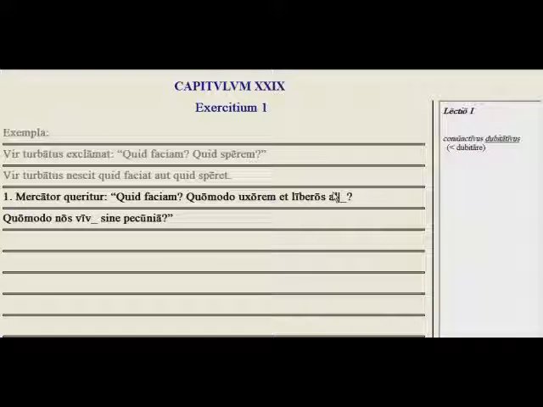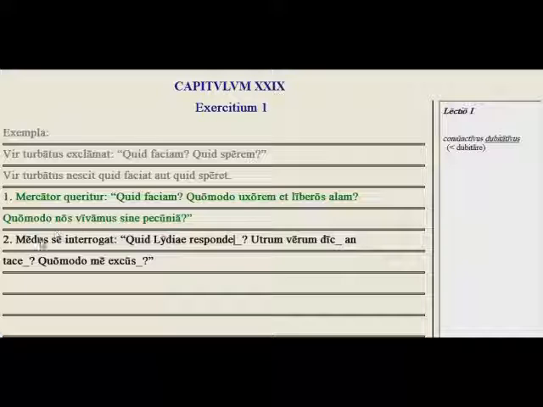From alo, alere. So the form is alam. And then quo modo nos blank sine pecunia. How are we going to live without money? And we need the first person plural present active subjunctive from vivere. So change that E to an A. So we get vivamus.